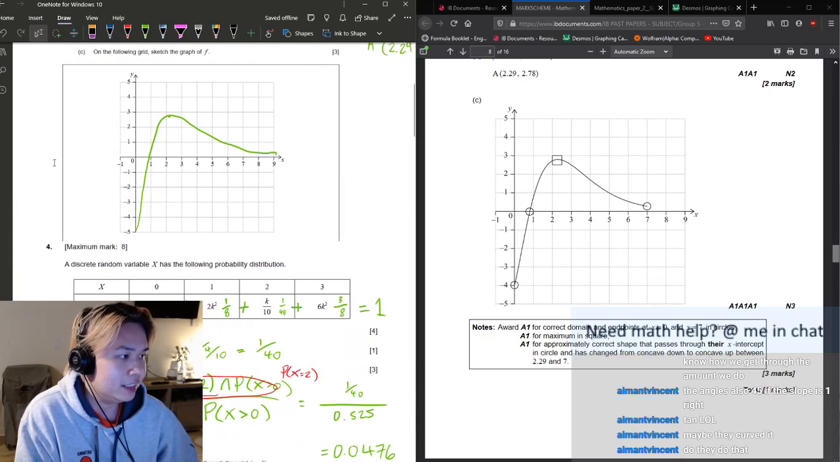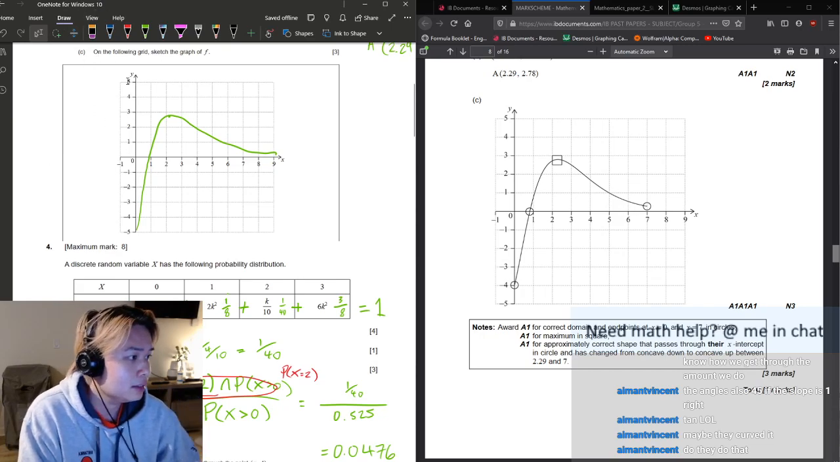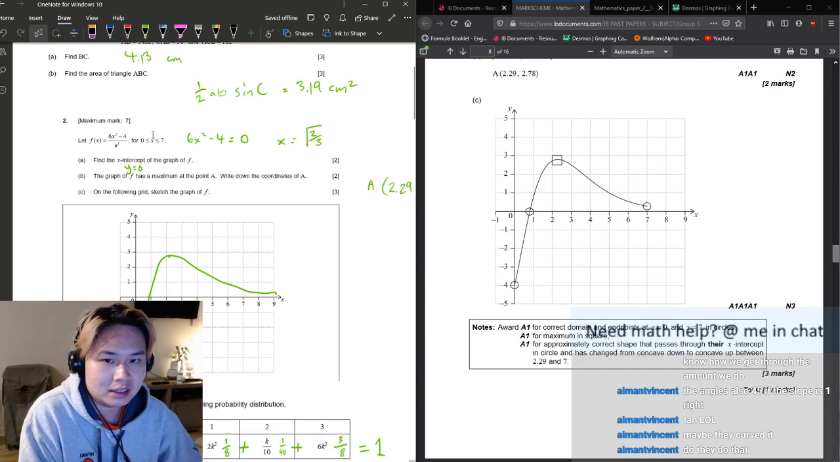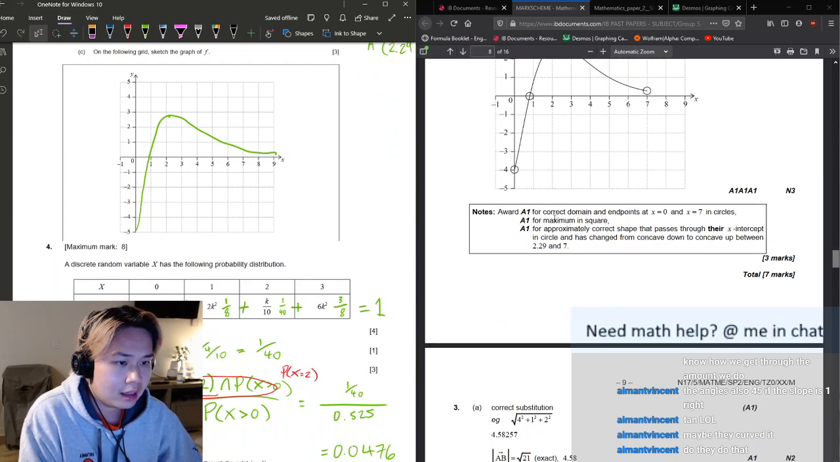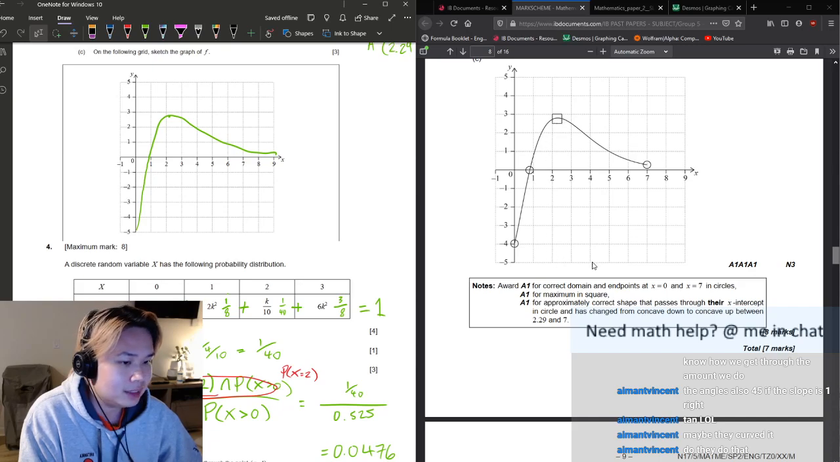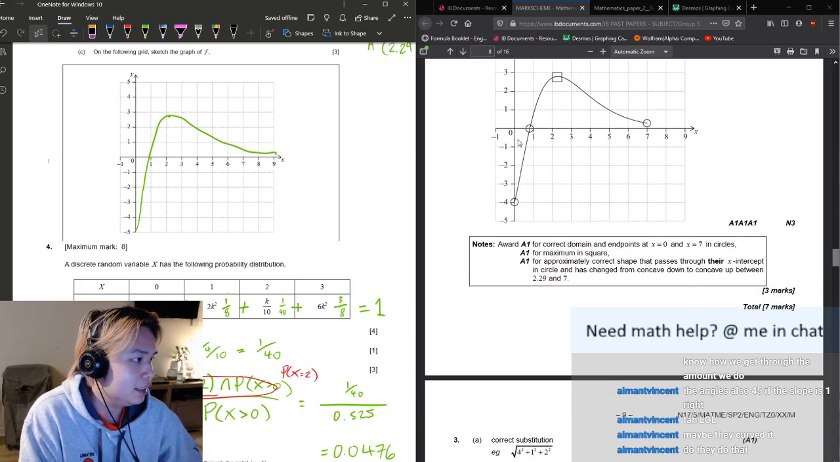Still, I don't understand why they're asking you to sketch the graph on a paper 2 question where you have a GDC. I guess they are emphasizing a couple of things. You need to make sure you have the correct endpoints for the appropriate domain. Oh, I didn't do that because it's from 0 to 7. So you got to stop it at 7. So I lost a mark there. I have the maximum, so that's fine. And then approximate x-intercept, so that's fine. Although at 0, it should be at 4. Oh well. Okay, I lost the mark on this one.